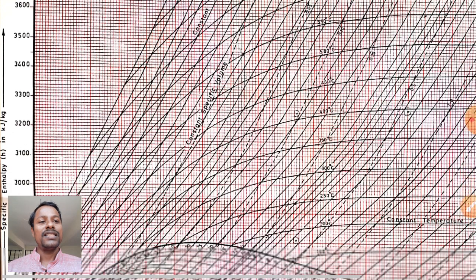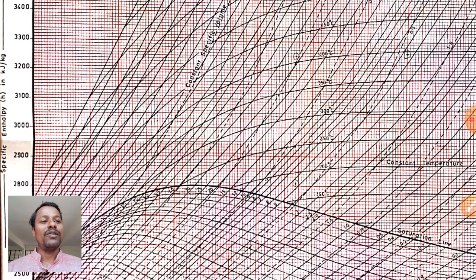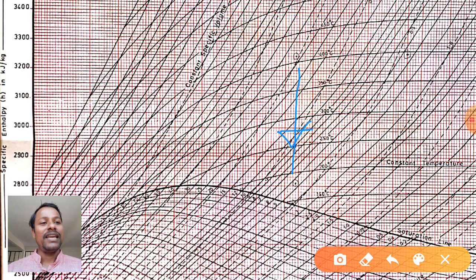Then from this point I will draw a perfectly horizontal line towards the y axis, wherein I am able to measure the enthalpy value in kilojoule per kg, that is the H1 value. Once I have indicated state point 1 on this Mollier chart, I need to draw a perfectly vertical line downward till it cuts the 5.5 bar pressure line. So now let us identify the 5.5 bar pressure line on this Mollier chart.